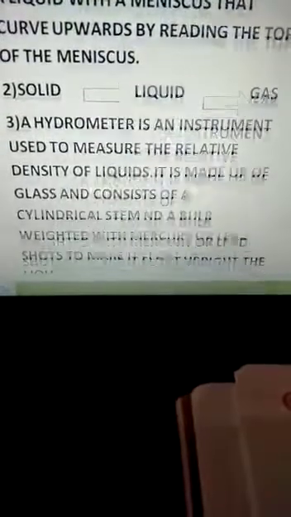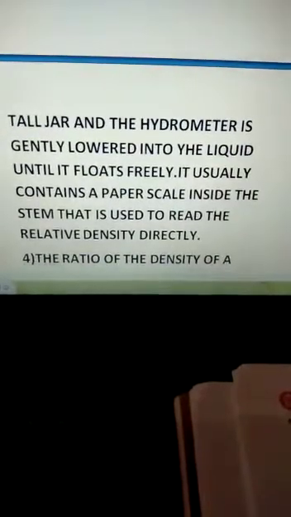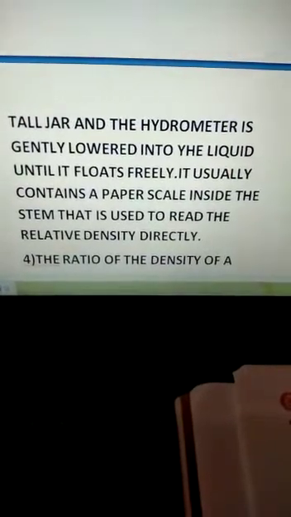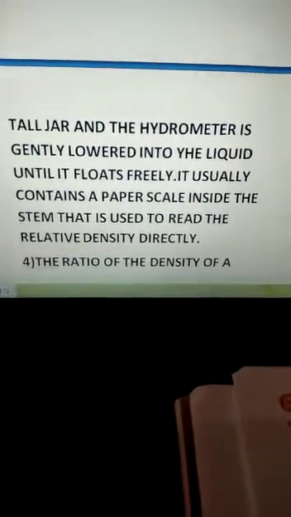We have to explain about hydrometer. A hydrometer is an instrument used to measure the relative density of liquids. It is made up of glass and consists of a cylindrical stem and a bulb weighted with mercury or lead salts to make it float upright. The liquid to be tested is poured into the tall jar and the hydrometer is gently lowered into the liquid until it floats freely. It usually contains a paper scale inside the stem that is used to read the relative density directly.